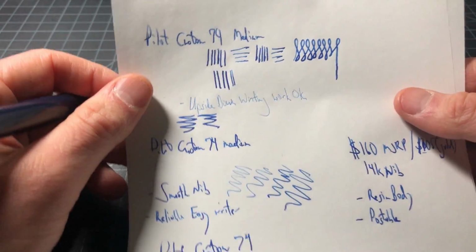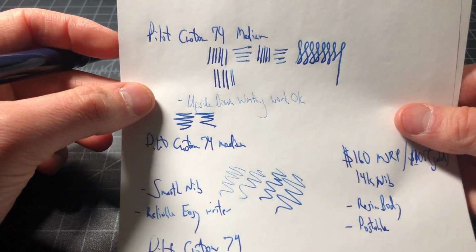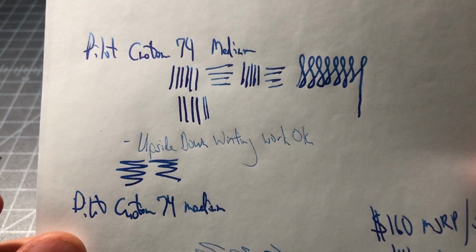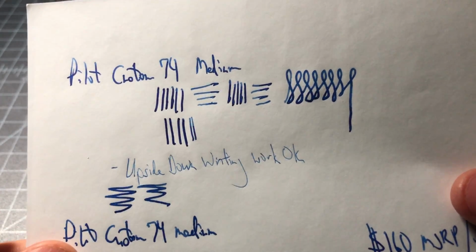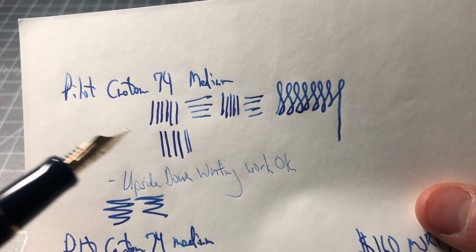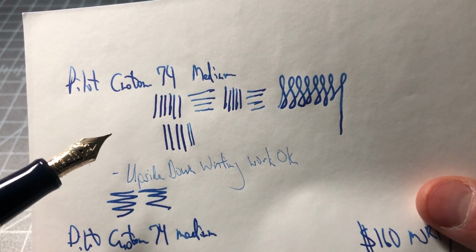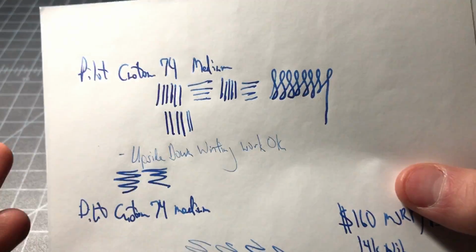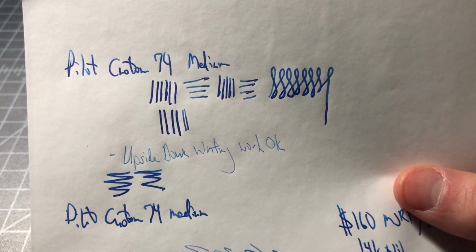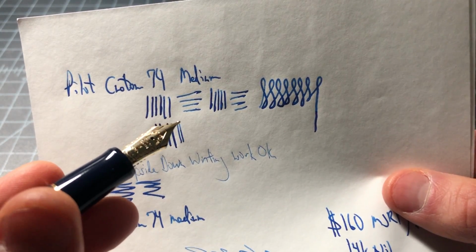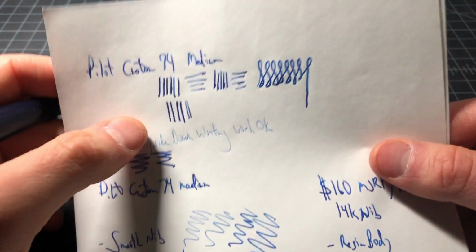I did a couple writing samples a few minutes ago. Pilot Custom 74 medium. You can see this is on Tomoe River paper, so it really exaggerates the fountain pen qualities. Limited line variation. This is not a flex nib by any measure. It's 14K, not 18K or 20K or something like that. So very limited flex. Pretty solid nib for, again, reliable day-to-day use.